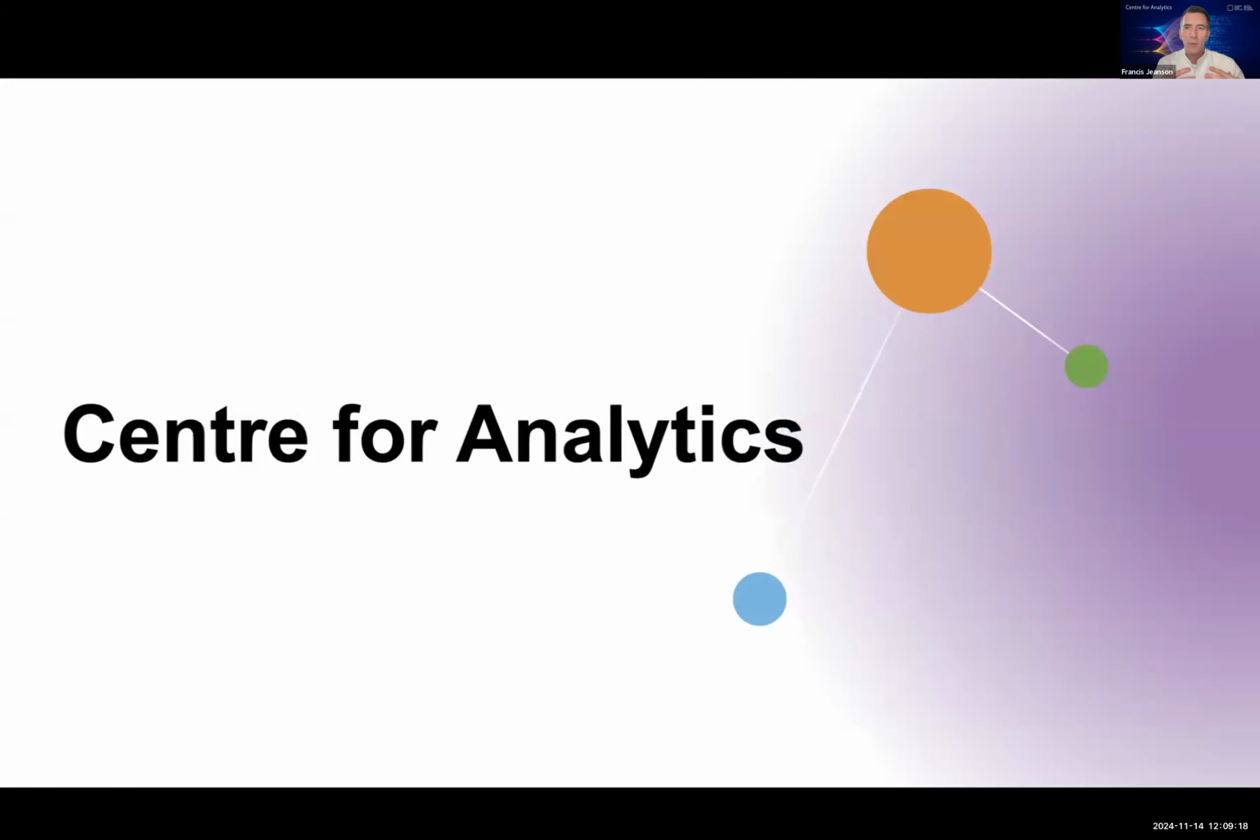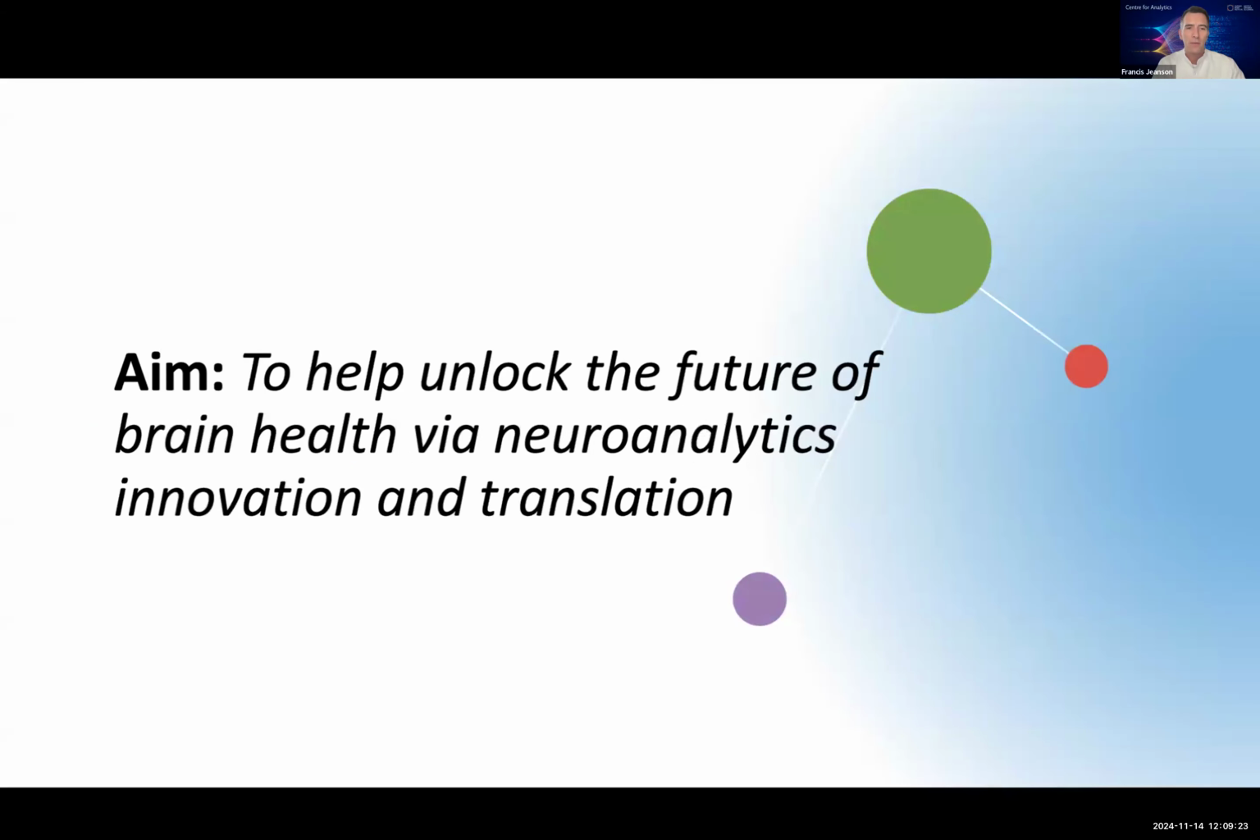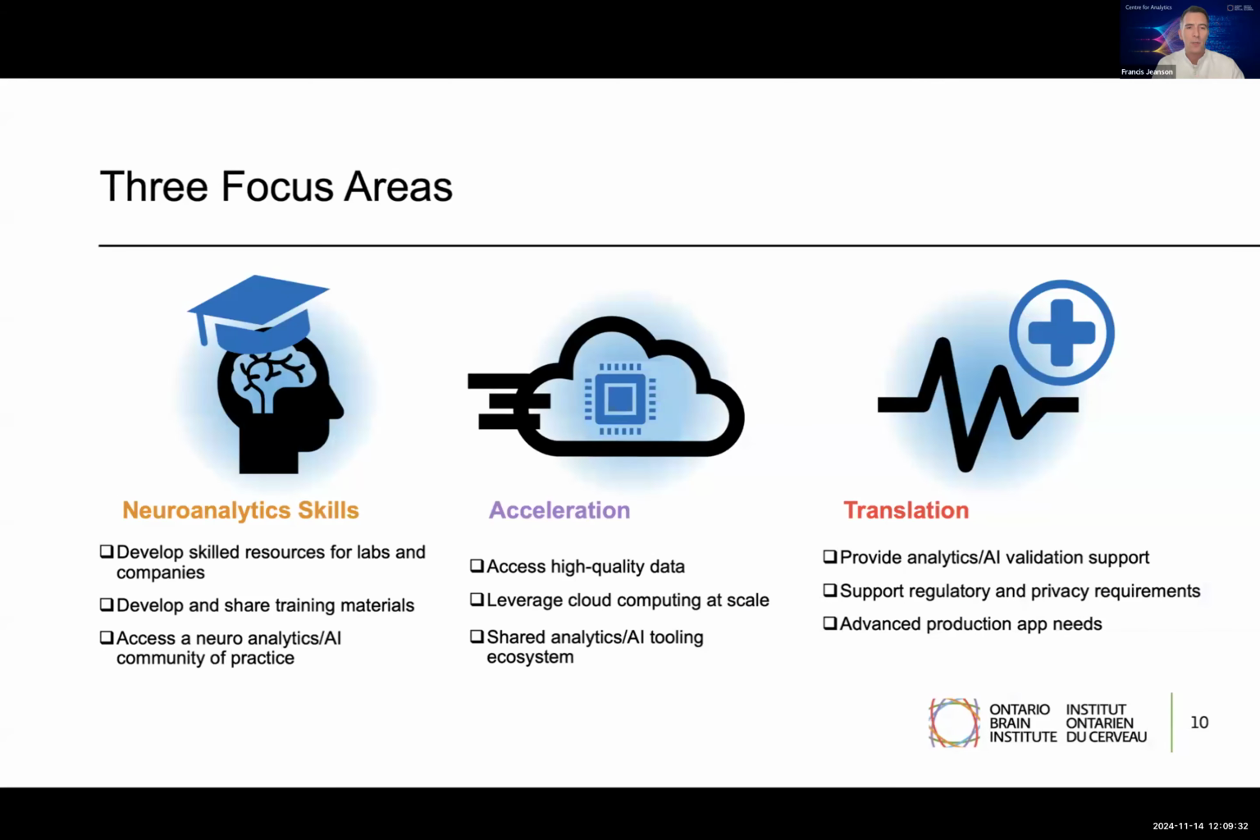So how do we do this? Well, we've created at OBI the Center for Analytics to address these issues. Our aim is really to help unlock the future of brain health via neuroanalytics, innovation, and translation. So that sums it up. But in more detail, essentially what we're looking at is developing those skill sets for the labs and the companies, enabling better sharing of materials, enabling access to neuroanalytics, and a community of practice that we can build where different groups can learn from each other and exchange methods, techniques, and knowledge about how to address certain problems based on the types of data that you have and the type of either biological or health issue that you're trying to resolve.